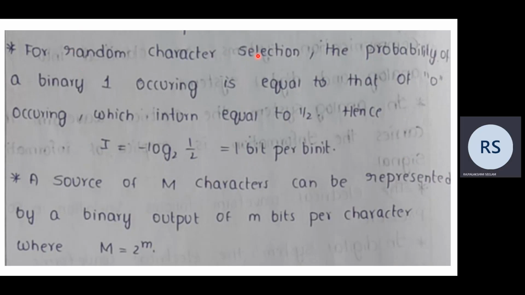For random character selection, the probability of binary 1 occurring is equal to that of 0 occurring, which in turn is equal to half. Hence, I equals minus log base 2 of 1 by 2, which equals 1 bit per symbol. So a source of M characters can be represented by a binary output of m bits per character, where capital M equals 2 power small m.